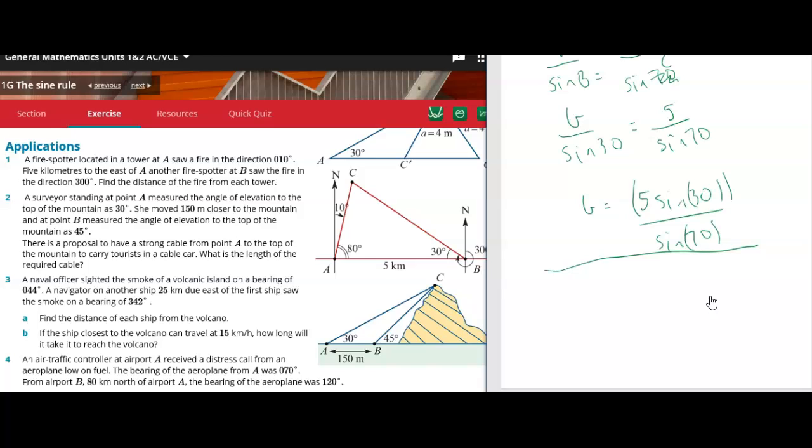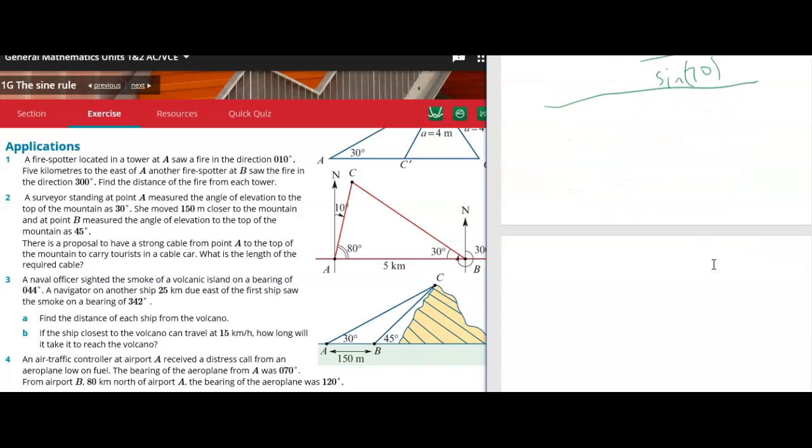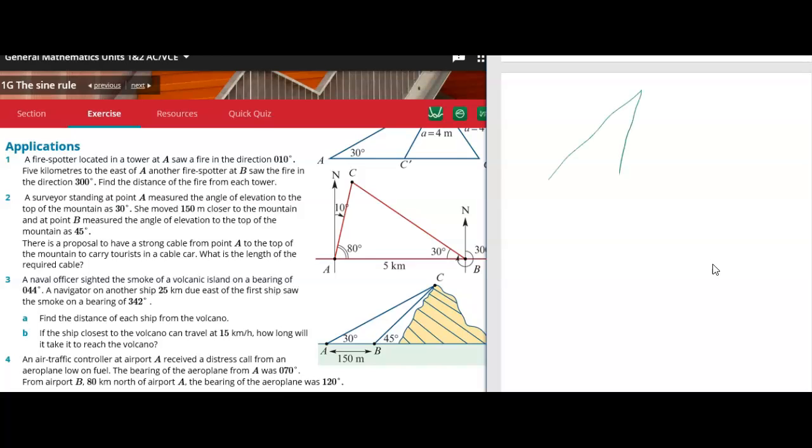There is a proposal to have a strong cable from point A to the top of the mountain to carry tourists by a cable car. What is the length of the required cable? Okay, so I'll go to a new page. Always start by drawing your triangle. You don't have to be exact, but kind of make it look the same. That's not really the same, but it's good enough.